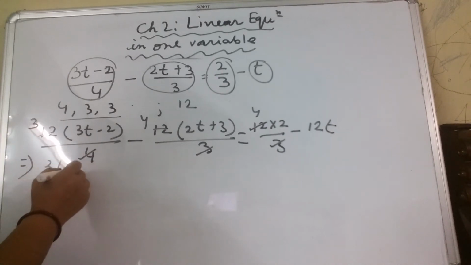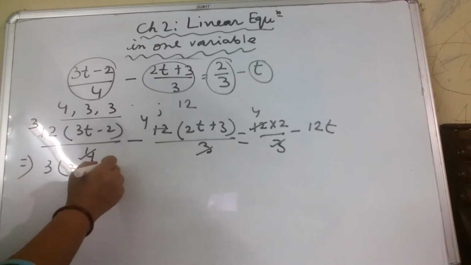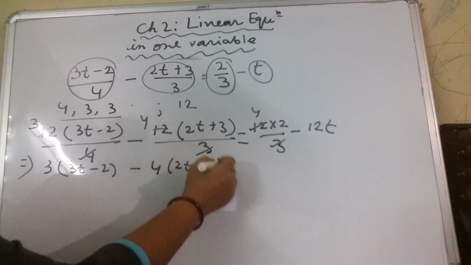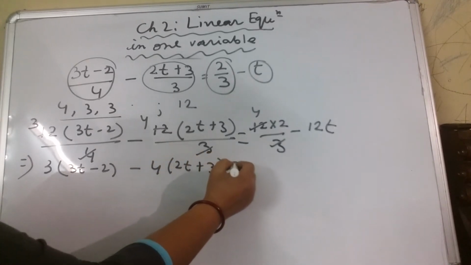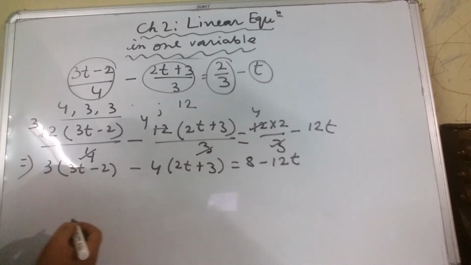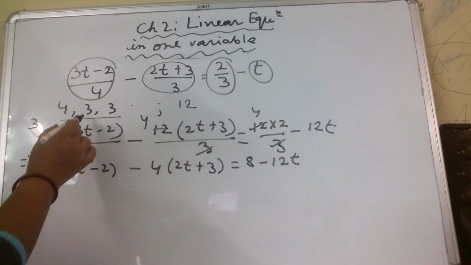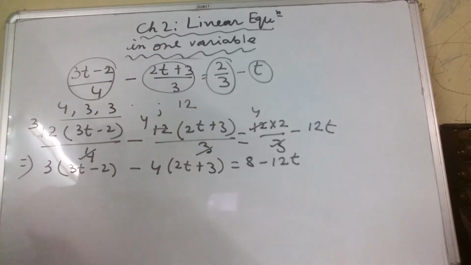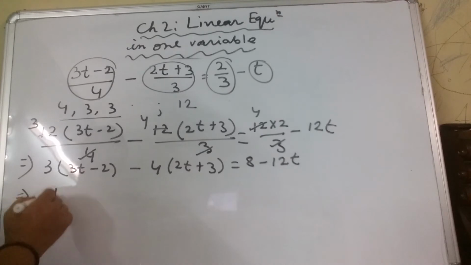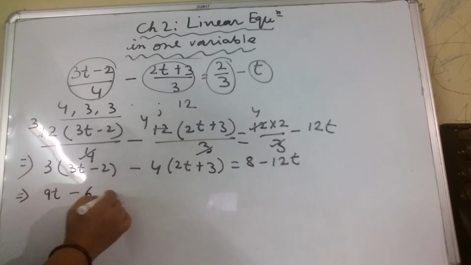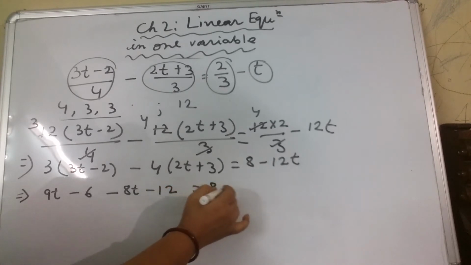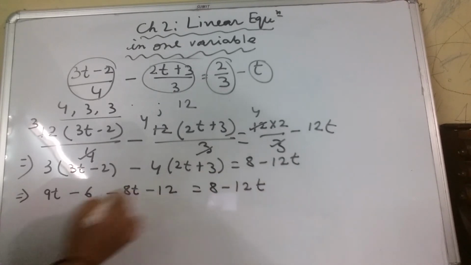3(3t - 2) - 4(2t + 3) = 8 - 12t. Why have I done this? To remove their denominators. Now I will open this bracket: 9t - 6, 8t - 12, 8 - 12t.